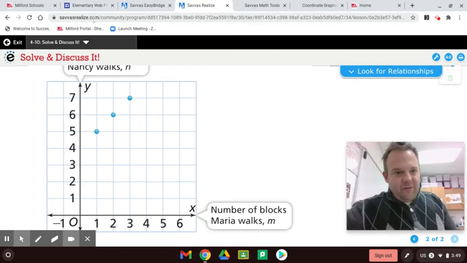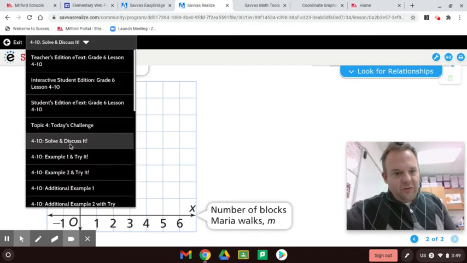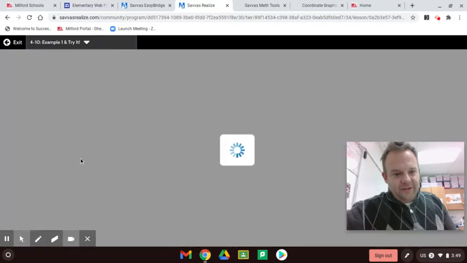Let's move on to our next part. There's only 2 parts to this, but once we do this, I'm going to go over to this coordinate grapher and show you some cool things.